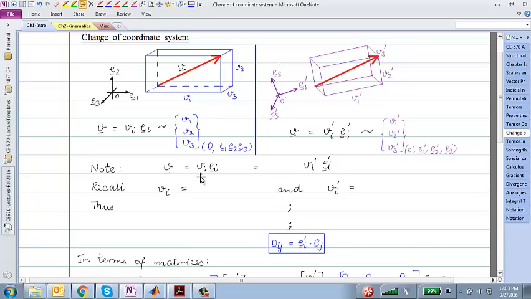Right, I dot product it with E1, right? If I want V2, I dot product it with E2 and so on. So to calculate Vi, I'm going to write that as vector V dot with Ei. Okay.